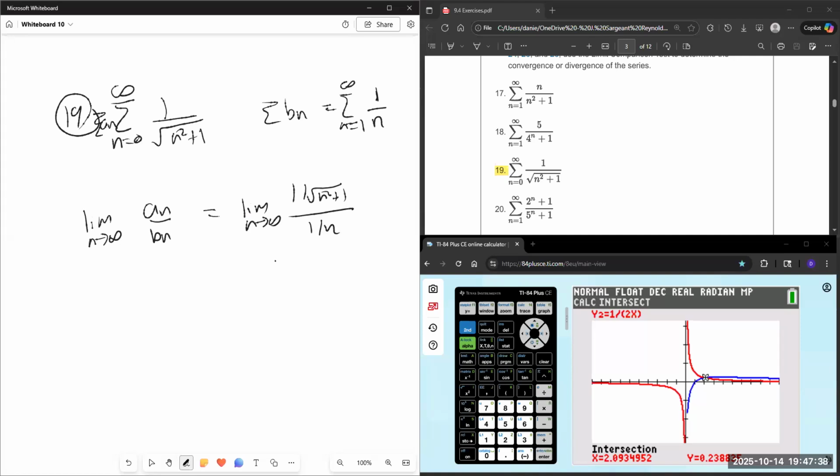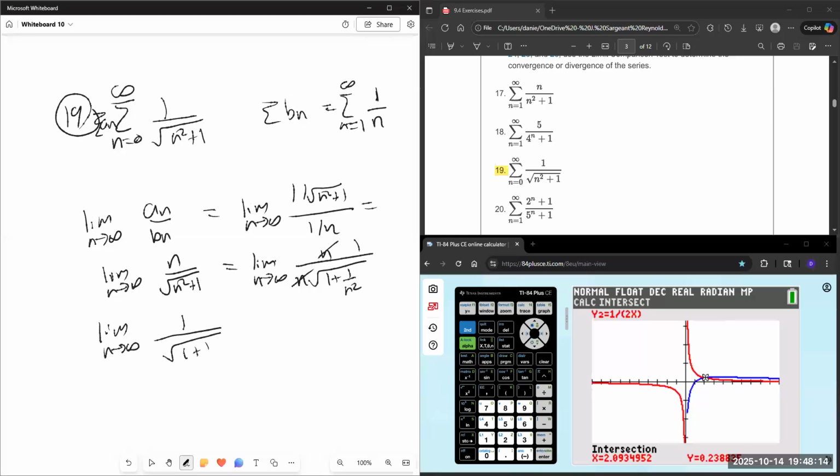will be equal to the limit as n goes to infinity of 1 over root n squared plus 1 over 1 over n, which is equal to the limit as n goes to infinity of n over root n squared plus 1. And since I'm going to positive infinity, I'll pull out the square root of n squared is n. I don't need absolute value bars for that. And the n's will cancel, leaving me with the limit as n goes to infinity of 1 over root 1 plus 1 over n squared. This term is going to go to 0. I end up with 1 over root 1, which is 1 over 1, which is 1.